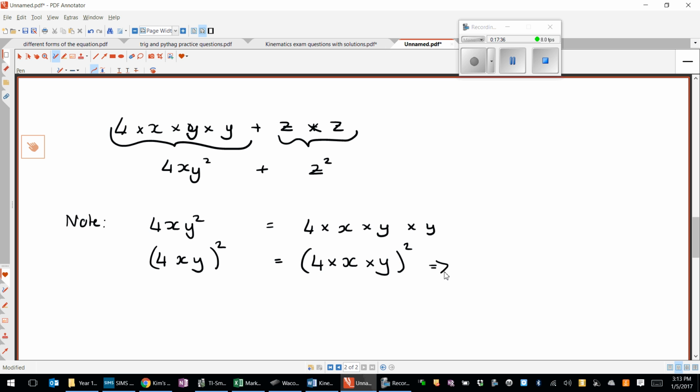The difference is that in the first one, the squared sign belongs to the y, but in the second one, it belongs to the whole thing. We can take this further. Is it 4 times x times y times itself? Which would be 4 times x times y times 4 times x times y. So can we simplify that? Careful. A merit for the one that can do it.